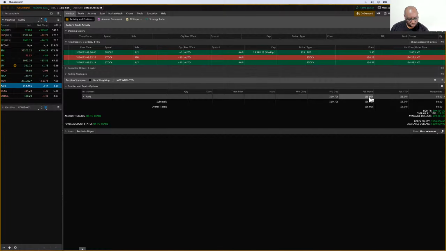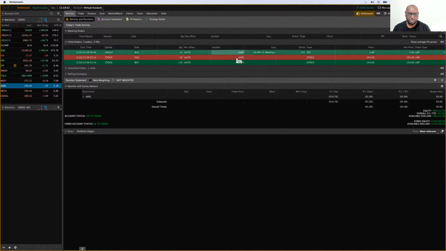So I'm going to answer the question: how do I add a stop to a call or a put that is already in progress? There's several ways that you can do that. But the easiest way, first and foremost, is to figure out where you need to put the stop. So let's evaluate. We bought the 155 strike, and we paid $5.80 for it. That's how much we paid.